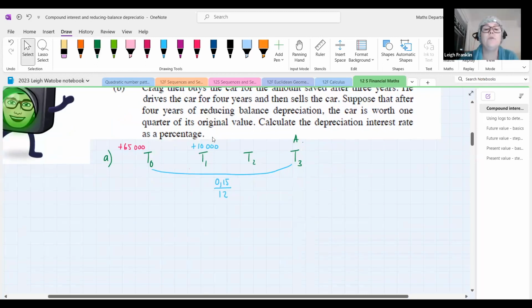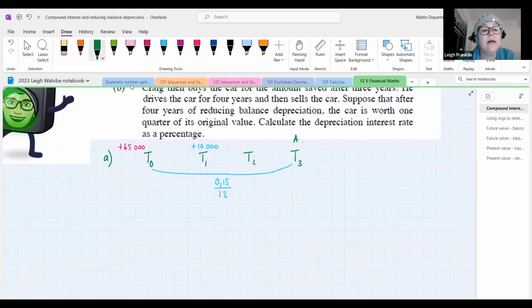What is A going to be here at the end? Okay, so our formula, A equals P(1 plus i)^n, is what we're going to use because we're talking about compound interest. Before we actually make the equation, let's just talk about what these things mean. What does A represent?